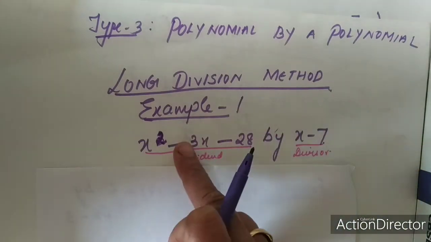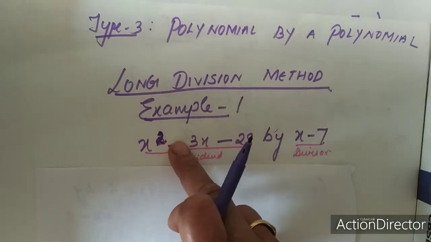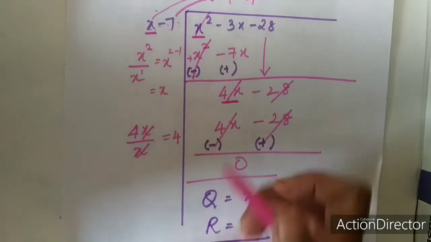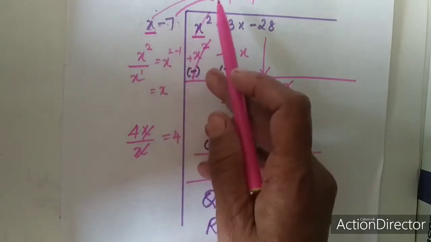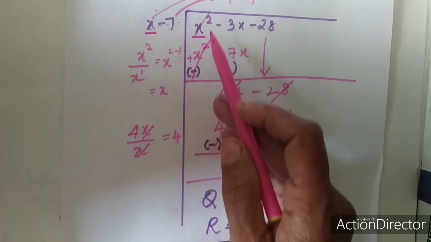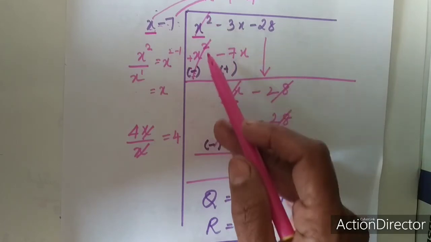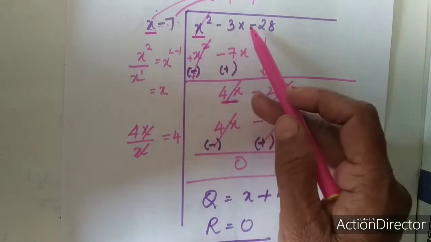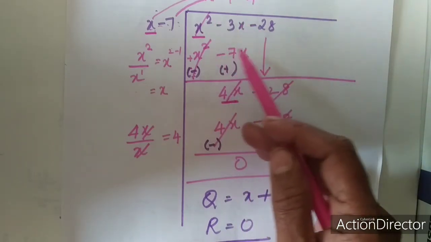Before dividing, you check whether the powers of x are arranged in descending order in the dividend and also in the divisor. Also, you have to be very careful while writing the terms after multiplication. You have to check whether you have written the like terms. Here x square is written, here also you have to write x square only. Both are like terms. Minus 3x and minus 7x, both are like terms. So you have to cross check it.